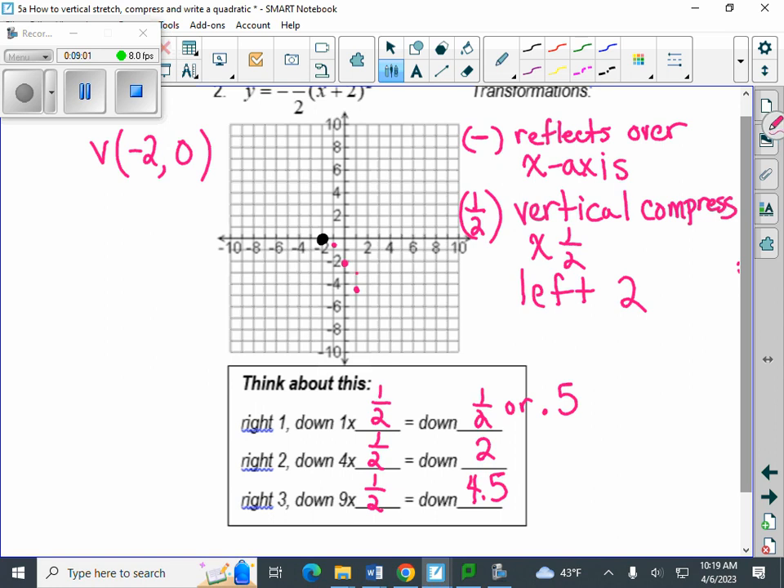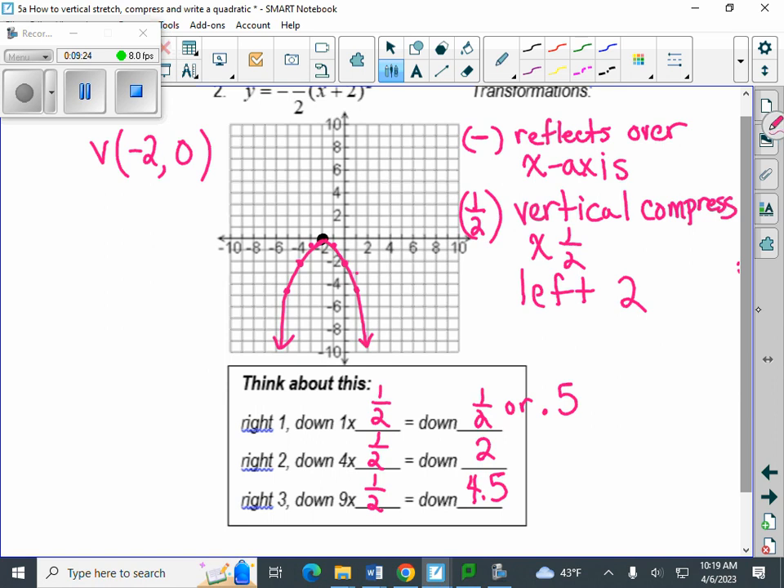And then we copy that on the other side. Left 1, down 1/2. Left 2, down 2. Left 3, down 4.5. And do the best that you can to make it a U-shaped curve. I hope your picture's better than mine.